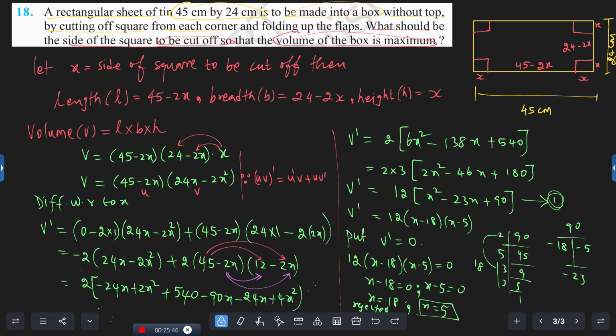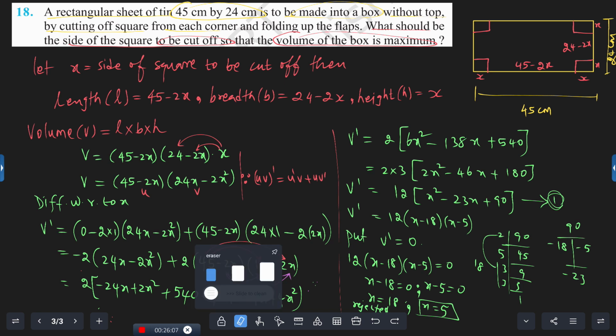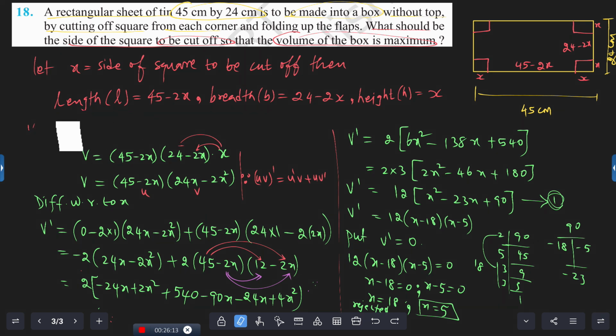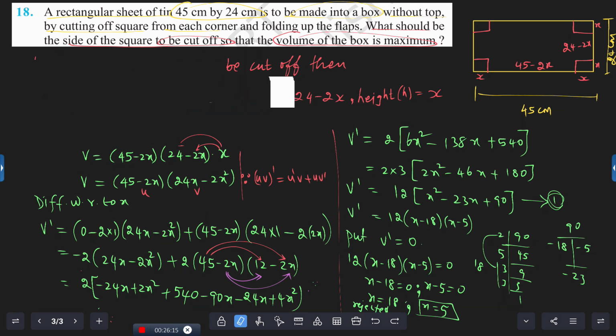Whether the 5 is maxima or minima, that you have to check. For checking maxima and minima, what do we have to do? We need a double derivative. So take this answer number 1, differentiate, and substitute the x value in it. Okay, can I go to the next page? Or can I do it on the same page? So first page, something I will erase. Only the x value they asked us to find, don't forget.